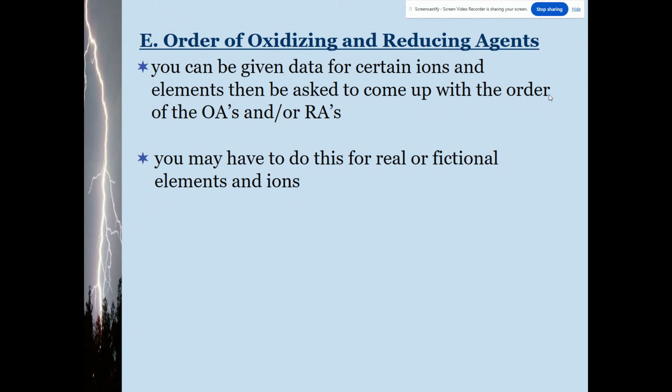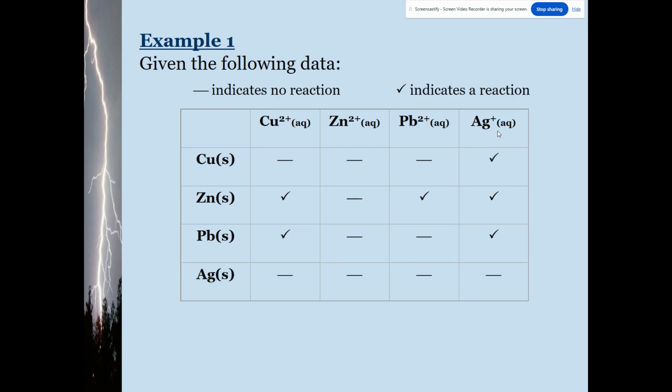But what if you have other data that is either artificial or fictional elements, and so you can't use your data booklet? Now, there's a couple of ways you could be given these questions. The first is by being given a reaction chart like this, where you're given a list of metals and they're put into aqueous solutions of their ions. Now, when you have an ion and an atom, whether they're real or fictional elements, you need to figure out which forms, the ion forms or the atom forms, are the OAs and which are the RAs, okay?